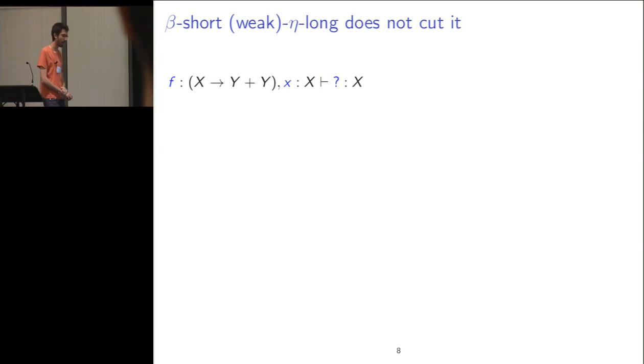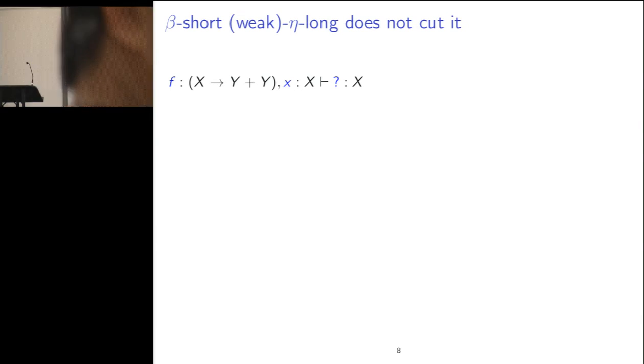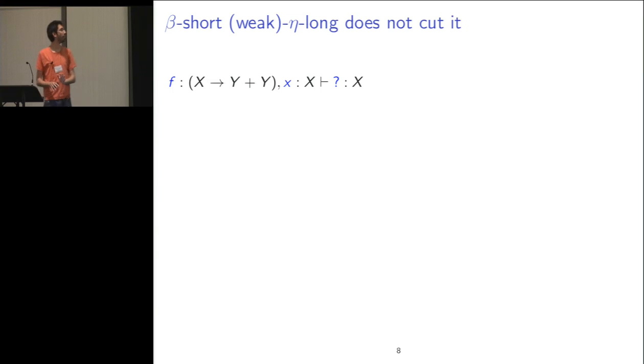Okay, so first you may have heard of beta short, eta long normal forms. And in fact, because when we say that, we mean weak eta long, it's not such a system. So it does not fit the bill. To see why, let's look at a simple example. You have a function f from x to some type y plus y, and an argument x, and you want to find all proofs of x.